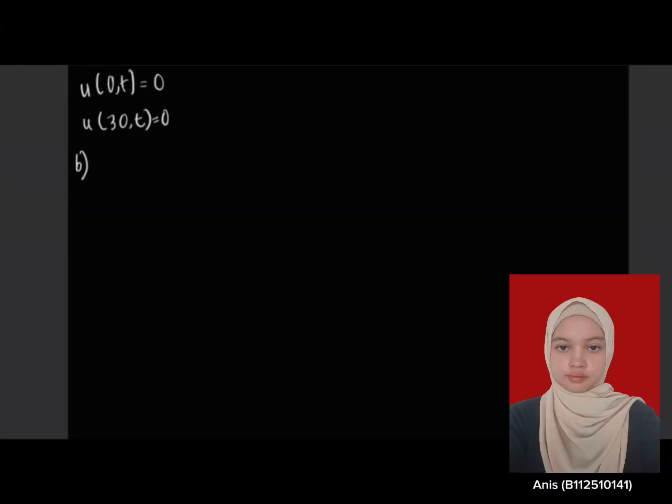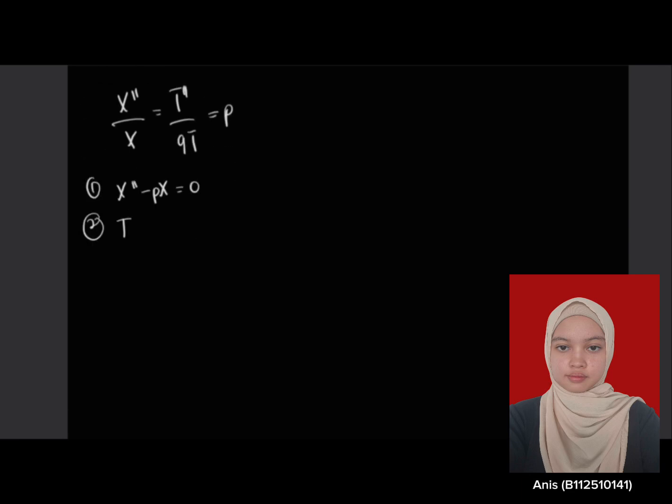Assalamualaikum, my name is Anna Sofia binti Ahmad and I will be presenting question 2b. We are given the equation X T double prime equals 9 X double prime T. Separating the variables, we get X double prime over X equals T double prime over 9T equals p. This gives two ordinary differential equations: 1, X double prime minus pX equals 0, and 2, T double prime minus 9pT equals 0.